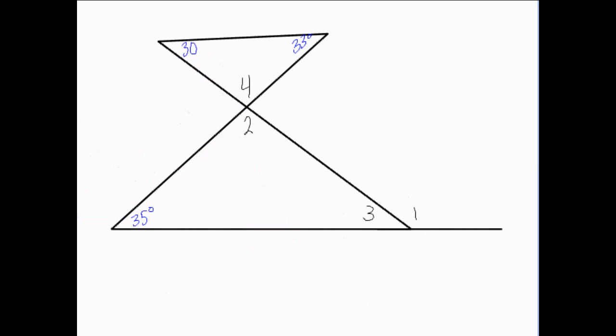So we're going to find all these missing angles. And like I said, I numbered them out of order, so I can't find angle 1 first. It's impossible. You find angle 4 first? I would find angle 4 first. And to find angle 4, I would use the fact that these add up to 180. So 30 and 33 make 63. So angle 4 is going to be 180 minus 63, which is 117.